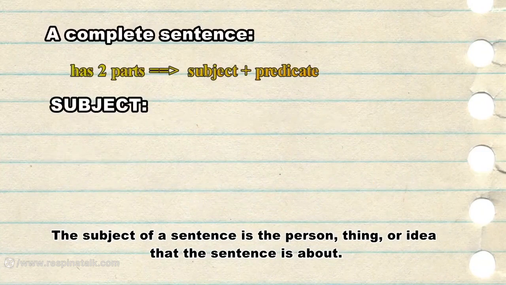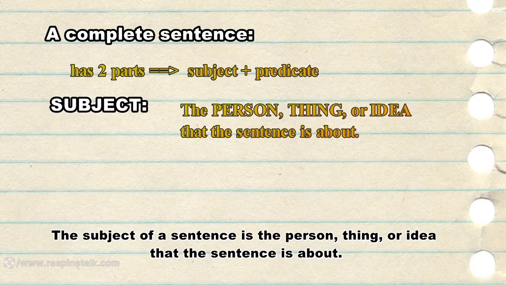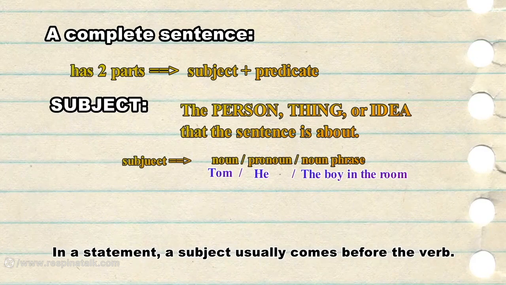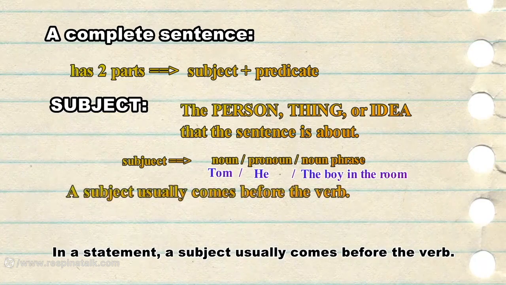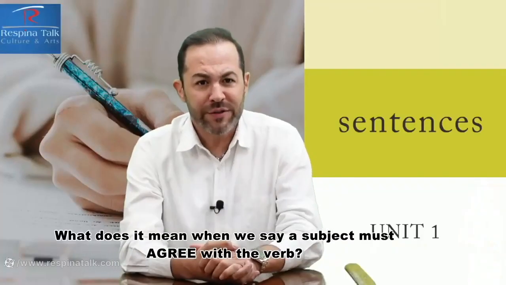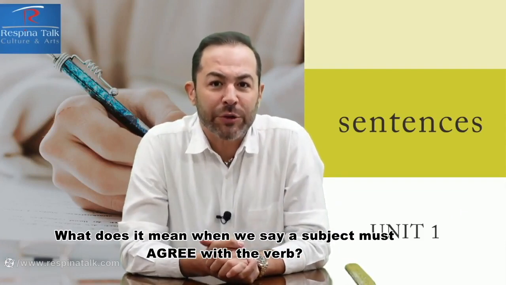The subject of a sentence is the person, thing, or idea that the sentence is about. It is always a noun or a pronoun or a noun phrase. In a statement, a subject usually comes before the verb. Make sure your subject agrees with the verb. Now, what does it mean when we say a subject must agree with the verb?